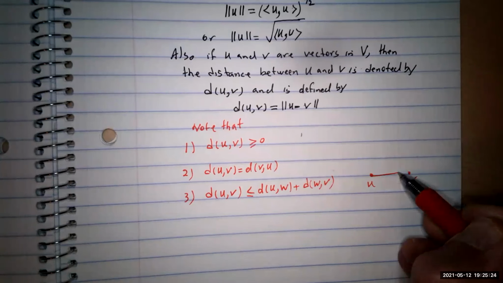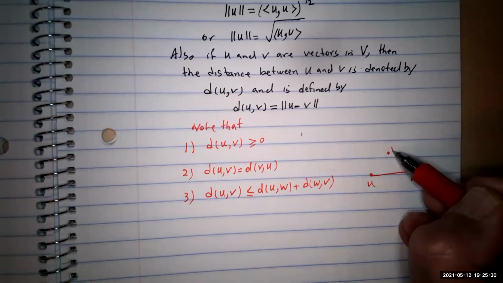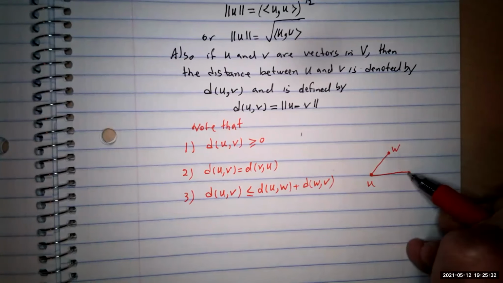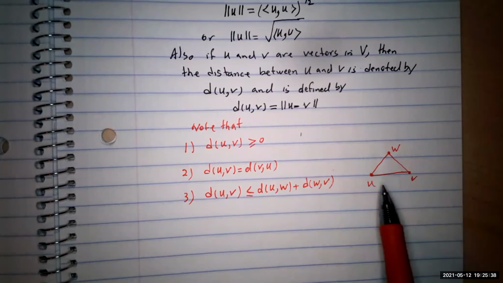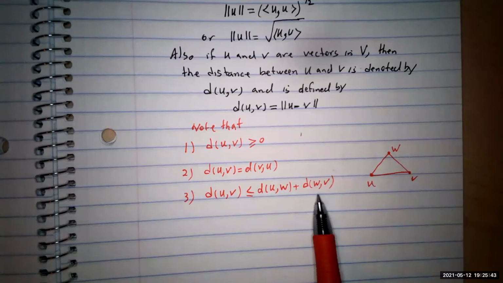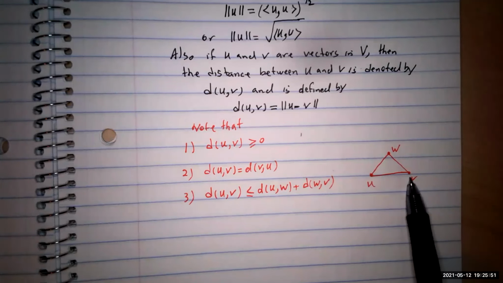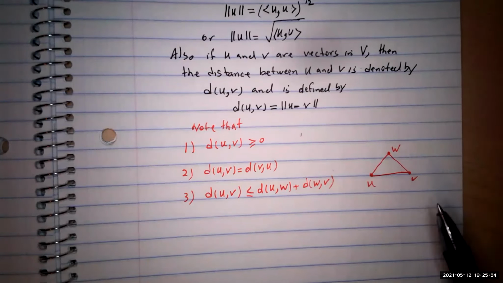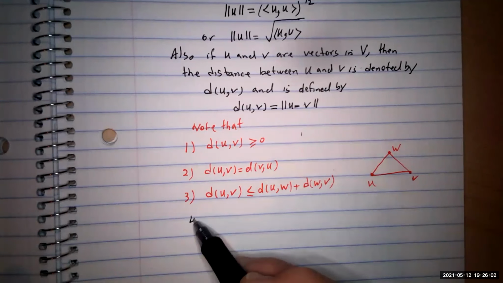So if this is U and this is V, and you want to go from U to V, this is the shortest distance. But if you go somewhere else and then come back, the shortest distance is along the straight line, and otherwise it's going to be higher. They call it the triangle inequality. In each triangle, the length of each side is less than or equal to the sum of the other two.